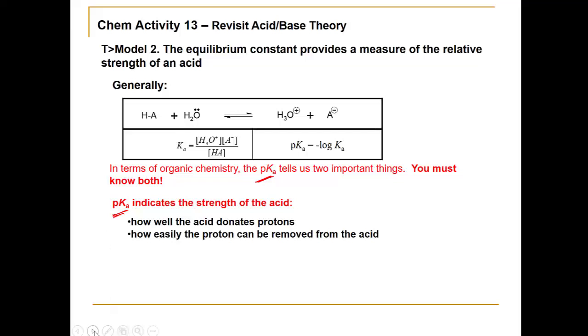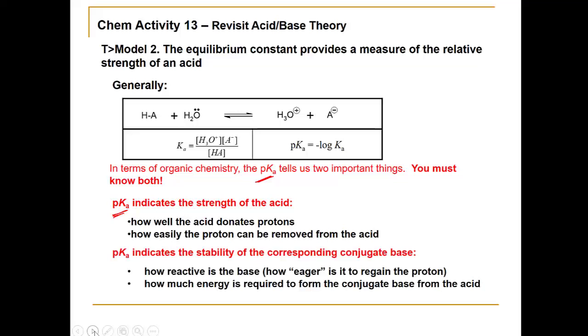But in the same way, a pKa also tells us something about the stability of the corresponding conjugate base. And so the idea here is, if this reaction that we've just shown goes really well in the forward direction, so let's say it's like hydrochloric acid, where we've got a pKa on the order of -7. Well, what it means is that the reverse reaction doesn't go very well. And if the reverse reaction doesn't go very well, then it tells us that the A negative, that conjugate base, is quite stable.